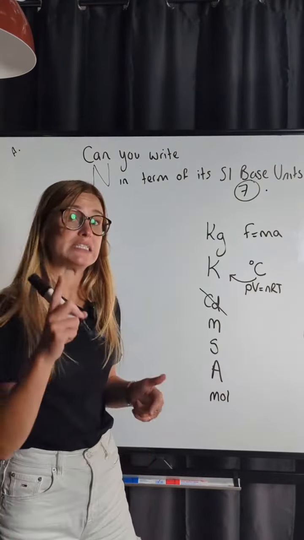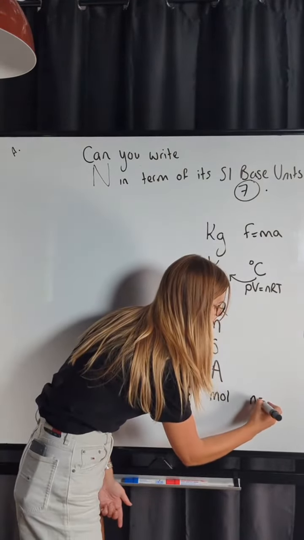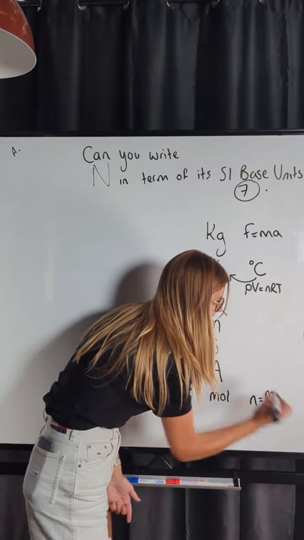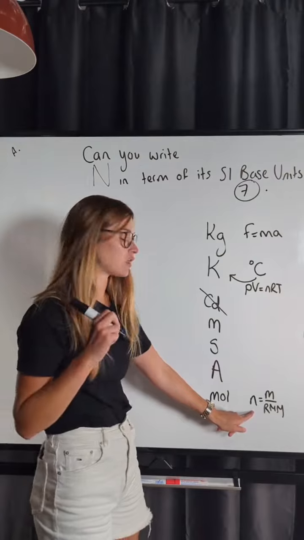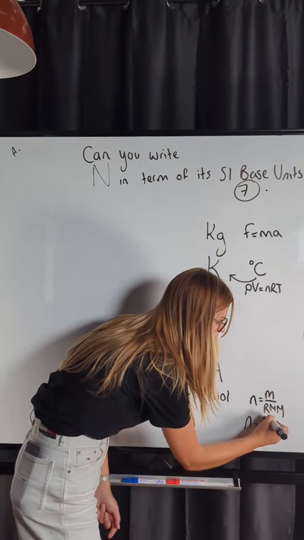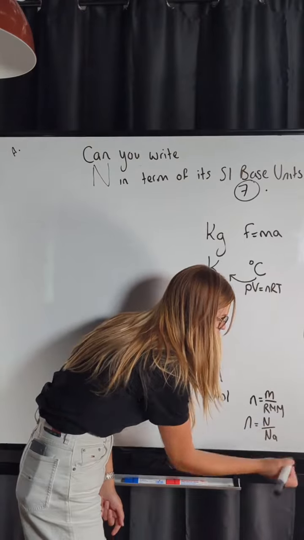You might remember from GCSE chemistry, number of moles is equal to whatever mass you have divided by its relative molecular mass. This is an equation that you need to memorize, and it'll come up in year 13. Or number of moles is the number of particles you have divided by Avogadro's constant.